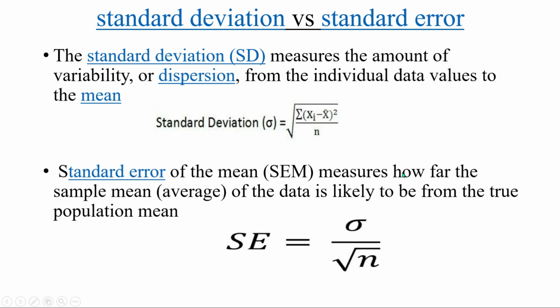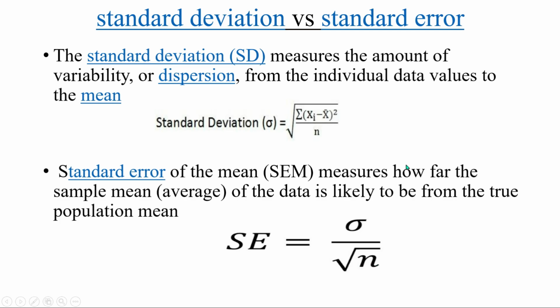And the standard error measures how far the sample mean of the data is likely to be from the true population mean. That means it measures the variability of the sample mean from the true population mean. The standard error formula is standard deviation divided by root n.